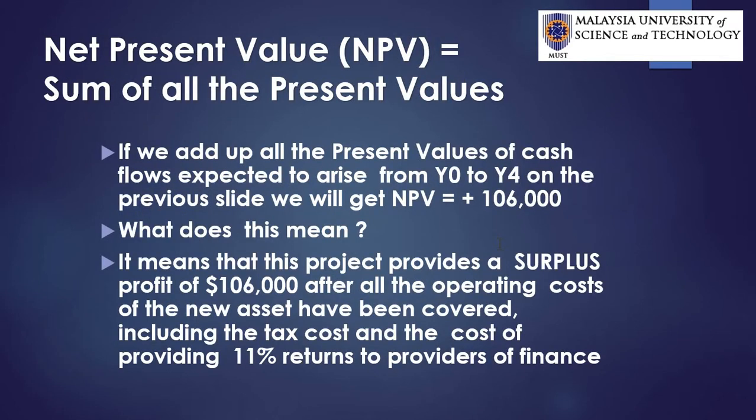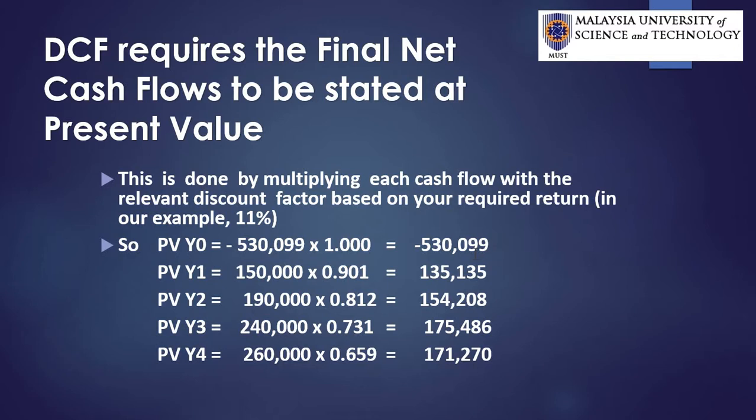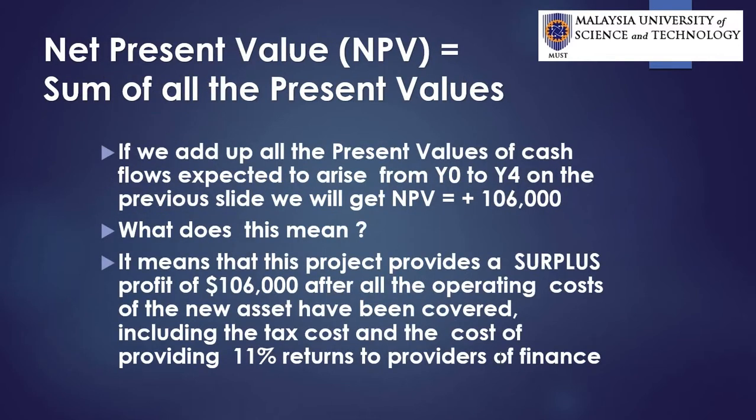When we add up all the present values, the answer is called net present value. So what's net present value? Net present value is simply the sum of all the present values from a specific investment. In this case, if I added up 530,099 plus 135,135 plus 154,208 plus 175,486 plus 171,280, I will get plus 106,000. So that is actually a surplus of 106,000 in present value terms.